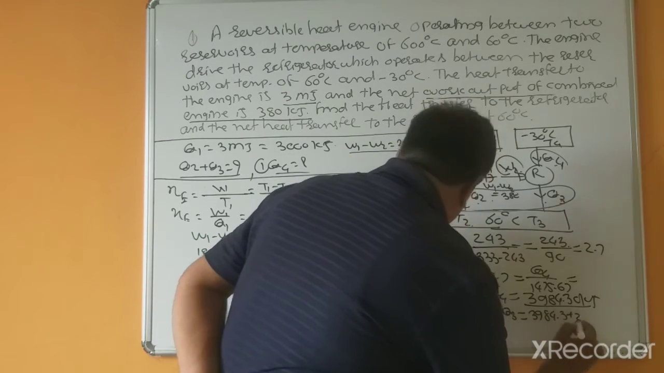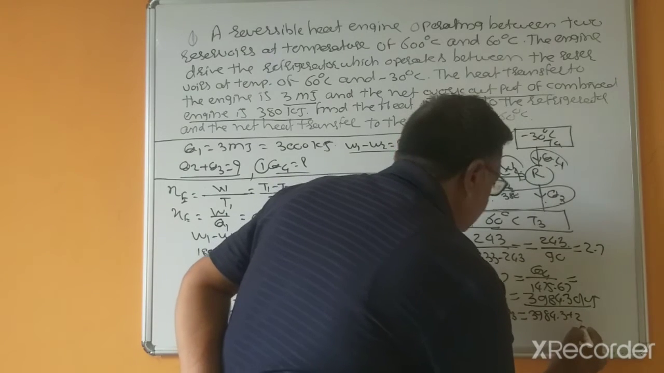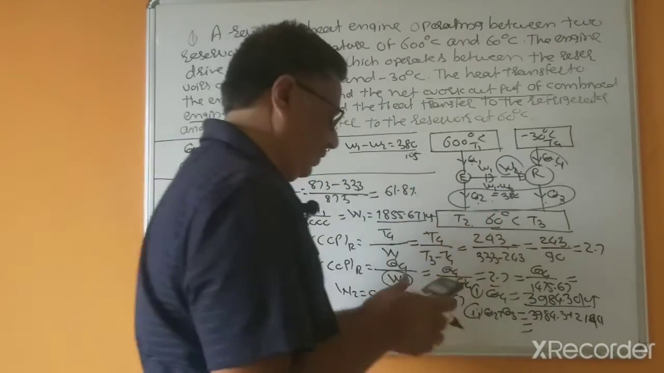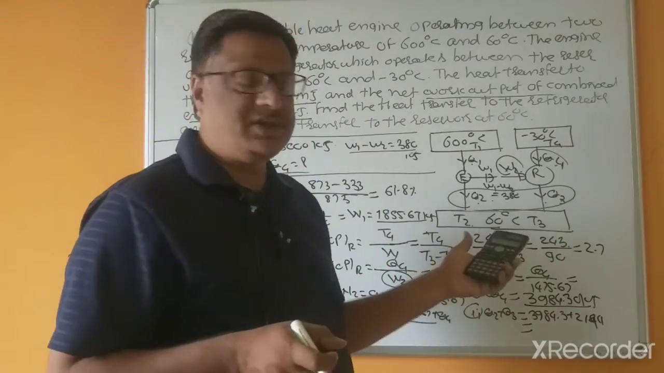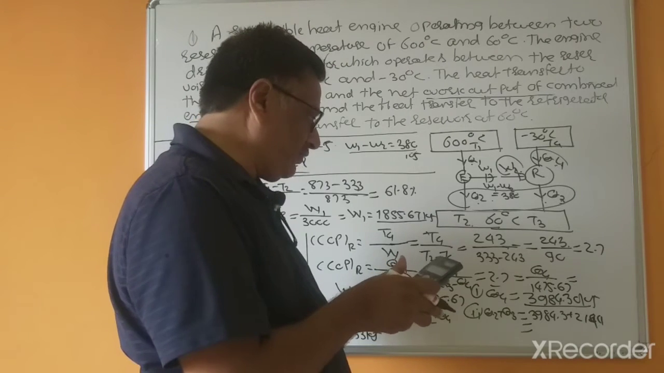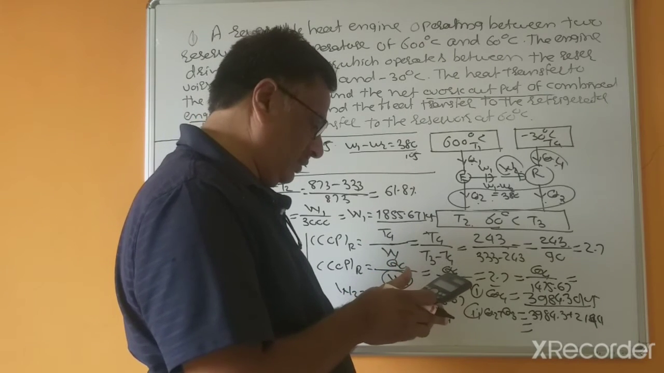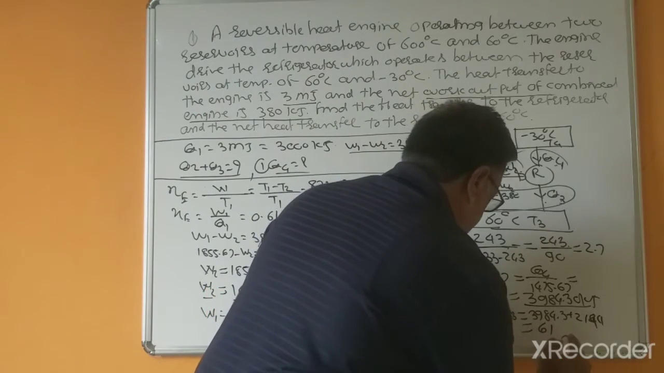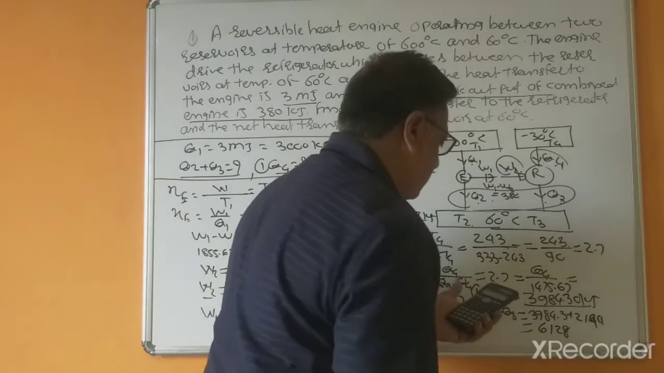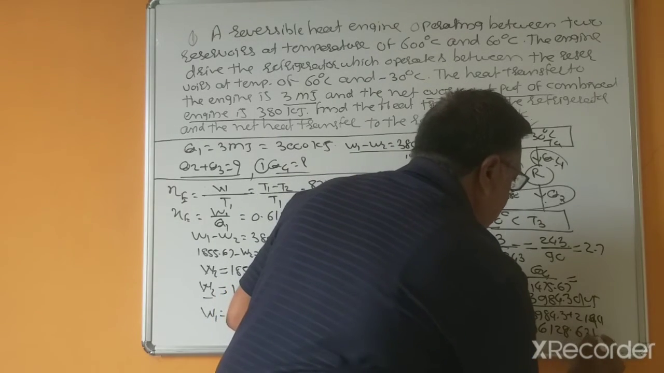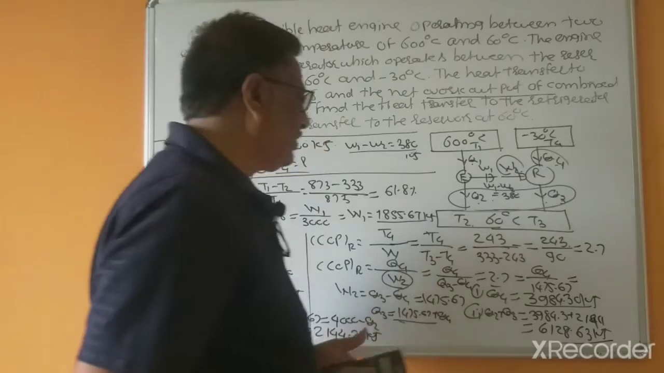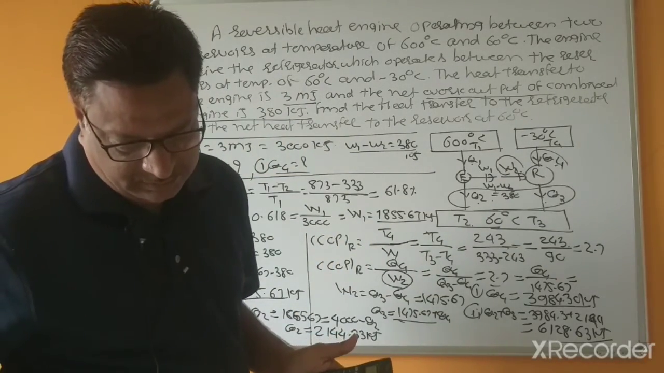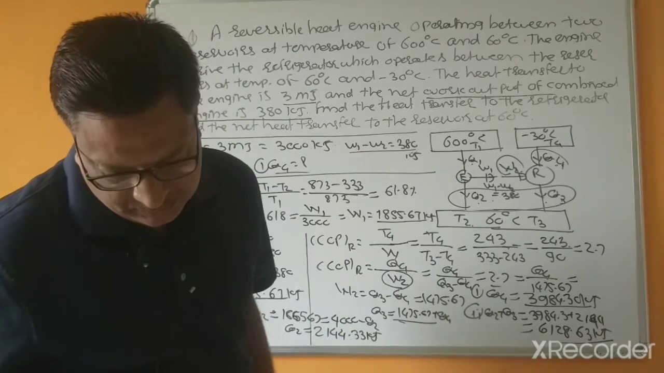Now combine, this is 3984.3 plus 2144. This is total amount of the heat rejected to the, you can say, atmosphere. Total amount of the heat transferred to the atmosphere, this is 6128.